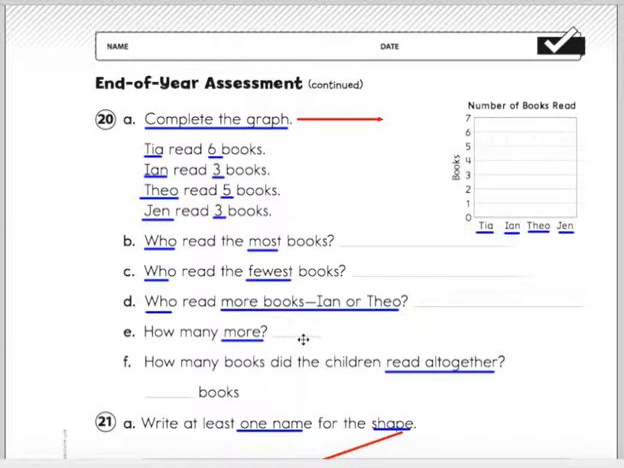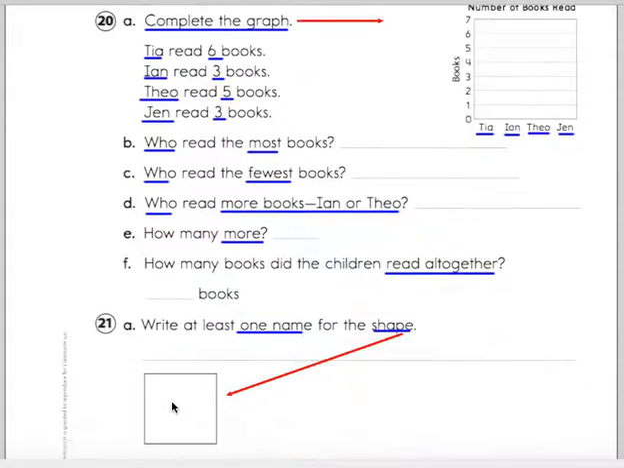How many more books did Ian read than Theo? Okay, down here, part F. How many books did the children read all together? So you need to look up here. How many did they read all together? And put your answer down here. Okay, 21.